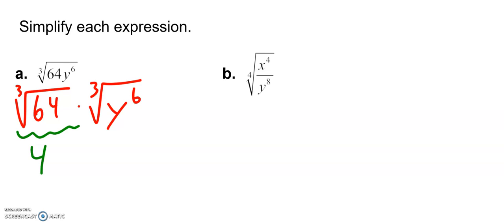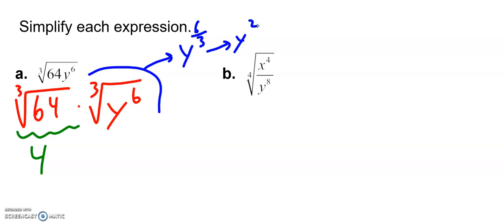So there's two ways I can think about this. One, I can think of this, remember from earlier, this is the same, if I just rewrite it as a rational exponent, as y to the 6 over 3, which is y squared. So I know this part here is going to be y squared.